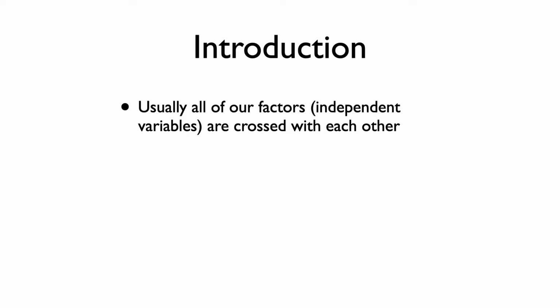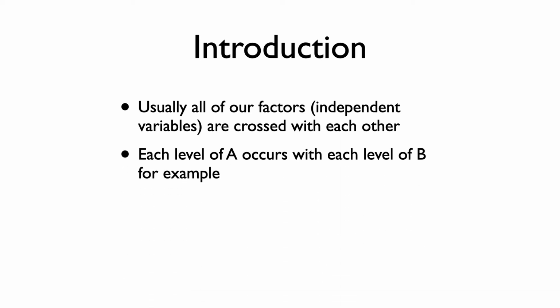Usually all of our factors are independent variables. So you'll hear me call them factors a lot. It's just another term. It's like how error and residual mean the same thing. Factors are crossed with each other. In other words, all the levels of A occur with all the levels of B. Things like that. Okay? In fact, it's probably hard for you to conceive of a design where that wouldn't be the case.